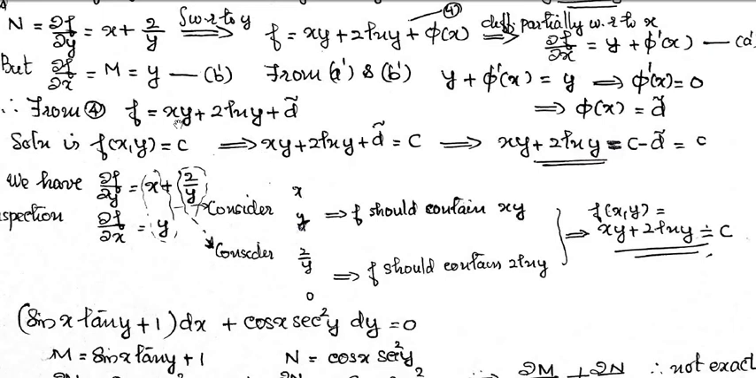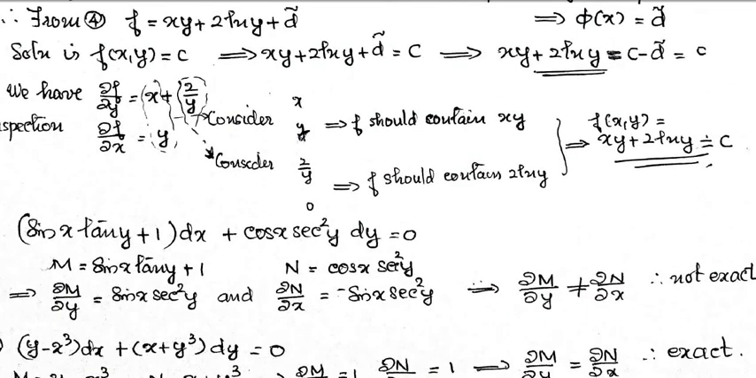Now the solution is f of x comma y equal to c. That implies xy plus 2 ln of y plus d tilde equal to c. Then, as in the previous case, xy plus 2 ln of y equal to c minus d tilde, equal to small c. It is the same as the previous one. There is a change, maybe, only in the arbitrary constant. Both are the same.